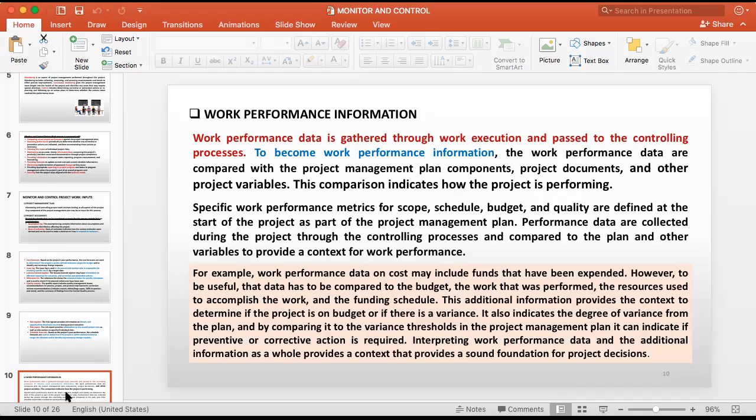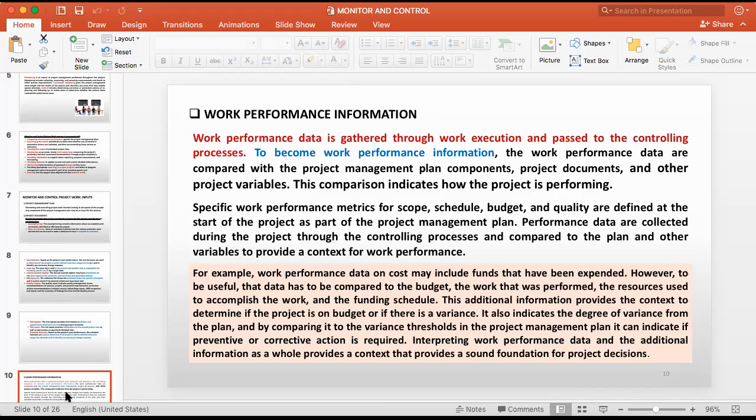You have to compare with the budget. The resources used, completion of the work and funding schedules, you have to compare. This additional information provides the context to determine if the project is on budget or if there is a variance. If you compare this only, you will see whether we are running at a loss or we are behind the schedule or whatever, you can decide.